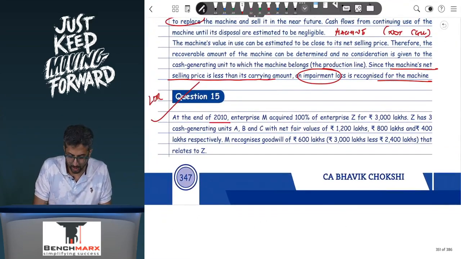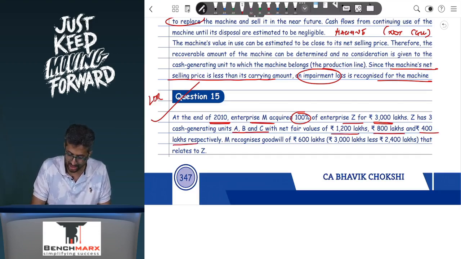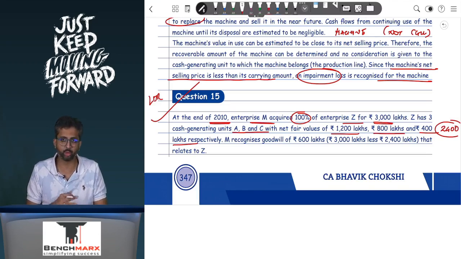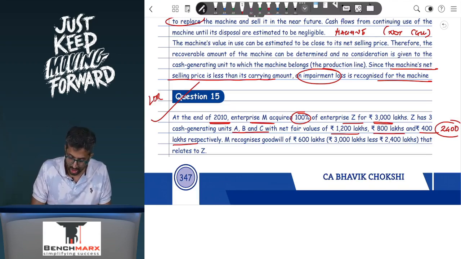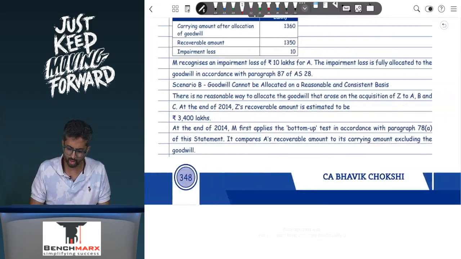At the end of 2010, Enterprise M acquires 100% of Enterprise Z for 3000 lakhs. Okay, so that is your purchase consideration. Z has 3 cash generating units, A, B and C, let's say 3 divisions, with net fair values of 1200, 800 and 400 lakhs respectively. If I total this up, this comes to 2400. So for something which is worth 2400, the company is paying 3000. M recognizes goodwill of 600. So the difference between the two, that is 3000 minus 2400, which is 600, is goodwill, which relates to Z, which is perfect.